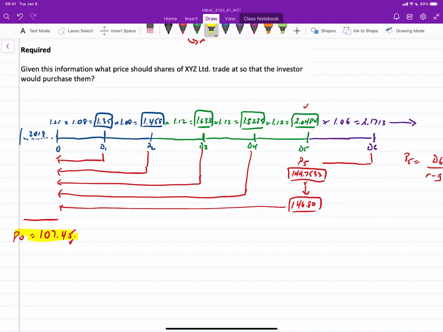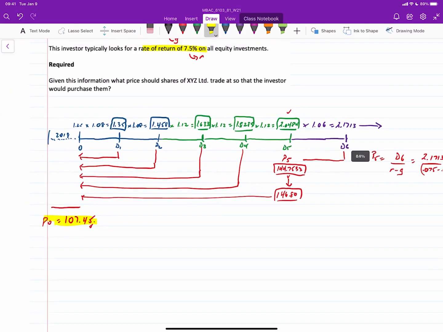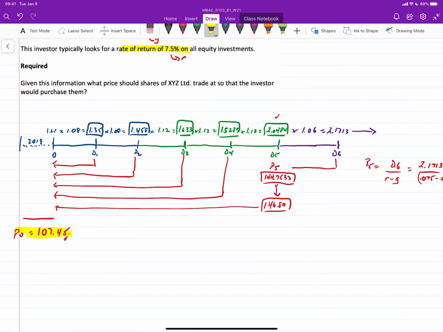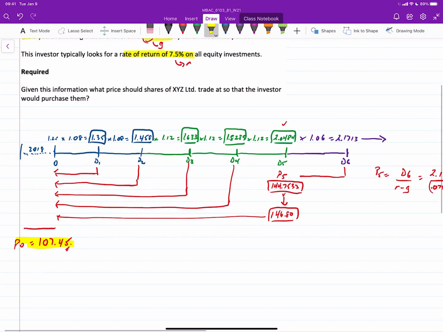And that is how to use your cash flow calculator with, this one had 3 different growth rates, 8%, 12%, and then perpetually at 6%. So I hope you found this useful.